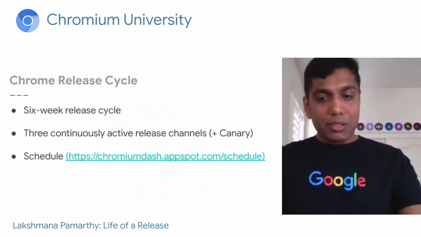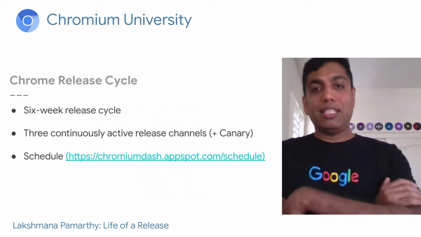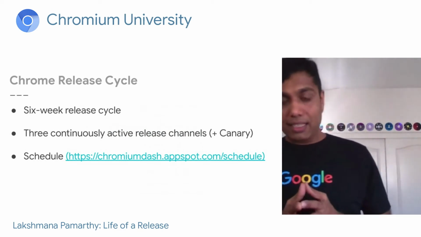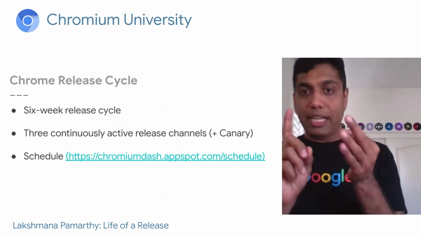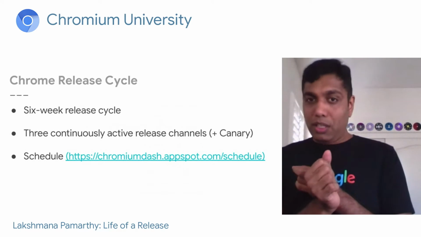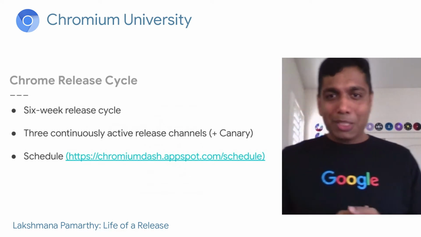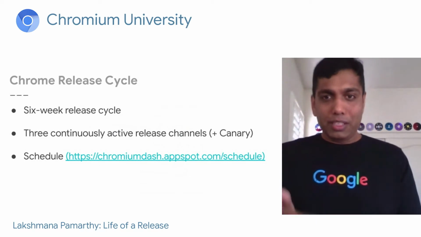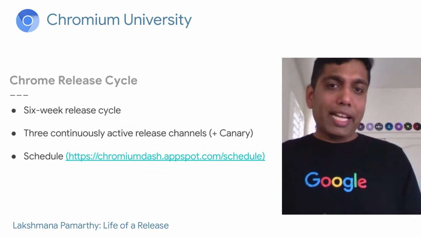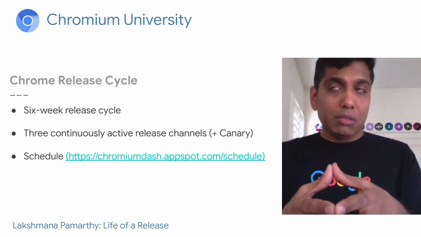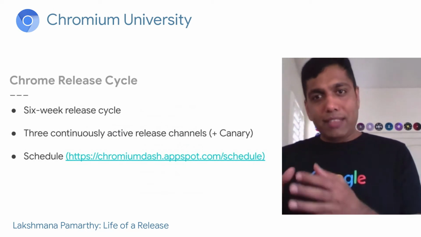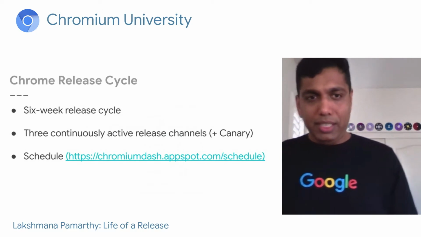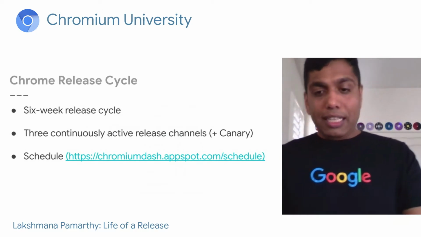Moving on to the next slide. Here is where we are saying our 6 weeks release cycle, 3 continuously active release channels: stable, beta, and dev. And we also have a channel we call Canary. The names are pretty obvious. Canary is where a lot of our work goes in. That is the branch that I was telling you earlier that goes out every night. Dev and beta, we push out every week, and stable every 6 weeks. So I think we covered this slide.